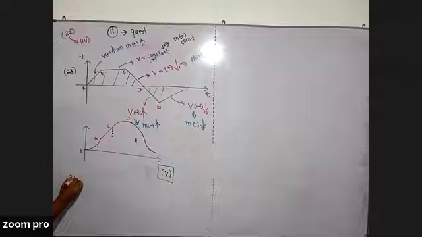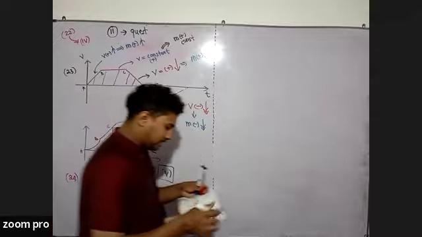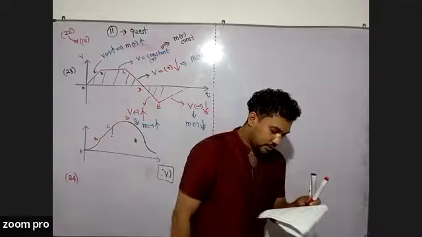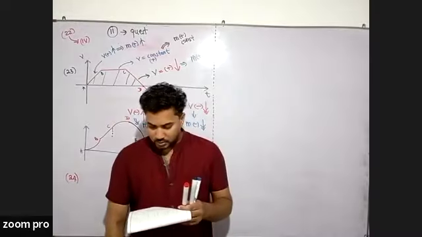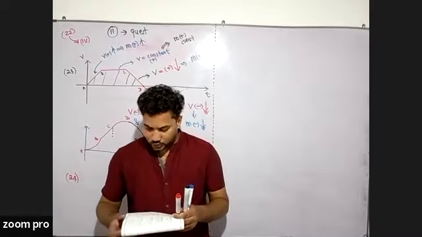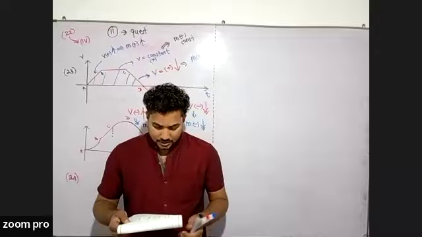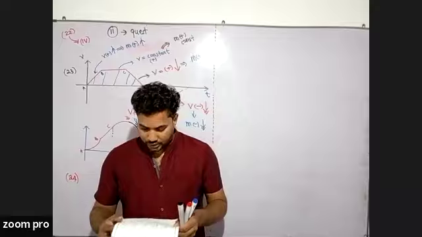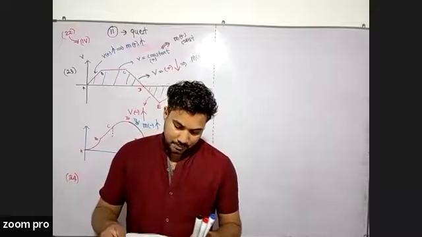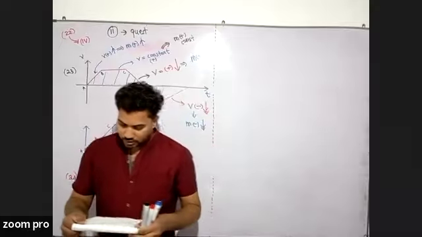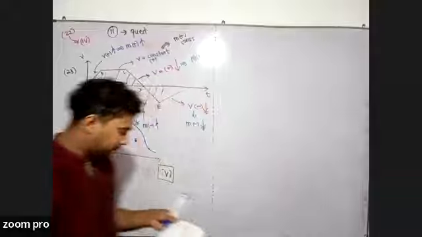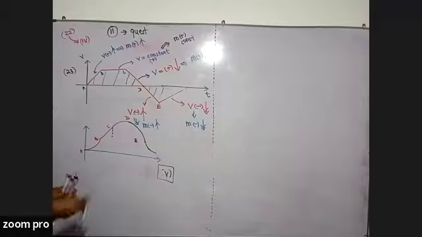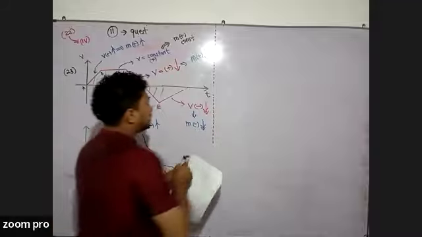Let's move on to the 24th question. Two straight lines shown in the displacement time graph represent the motion of two objects A and B, started from rest at t equals 0, moving along the positive direction. Which of the following statements made about the motion of the objects is true?